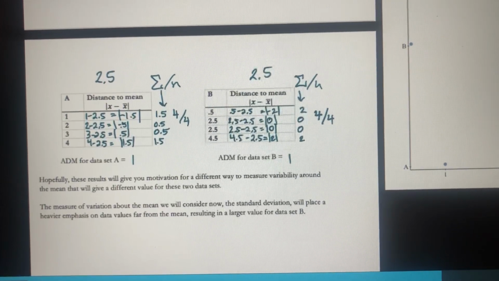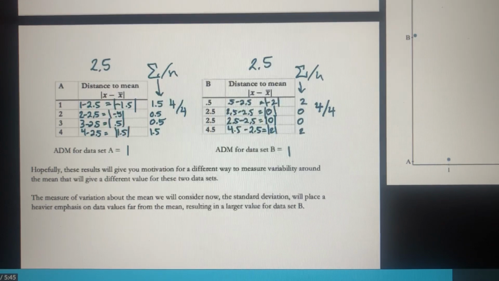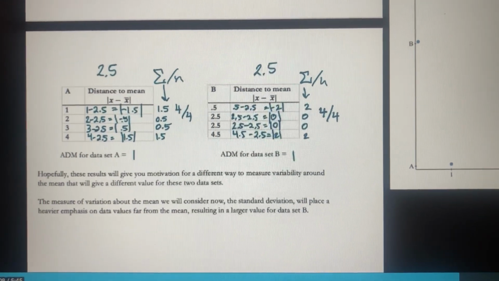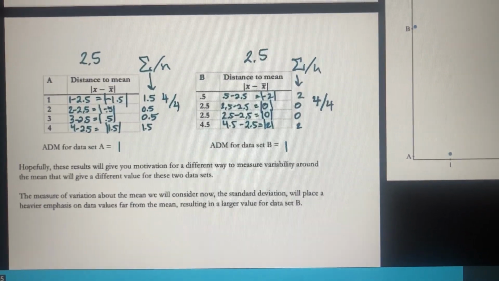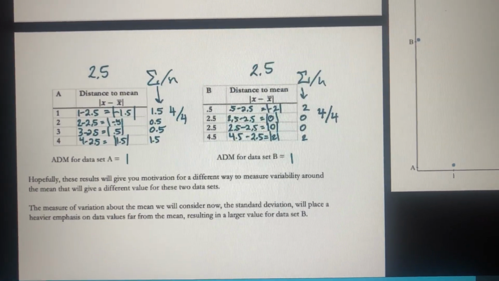Now, the measures of variation are the same, but do you think they're as spread out as each other? Does that jive with you, or do you feel like one's more spread out than the other? Think about that, and we'll come back for our next video.